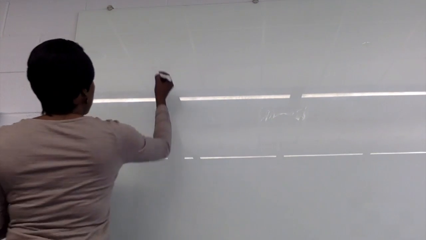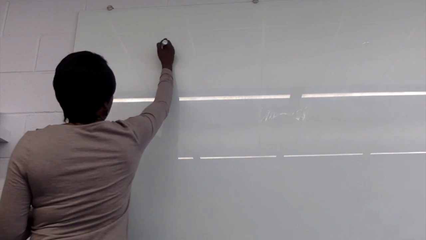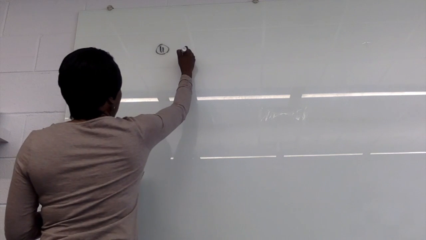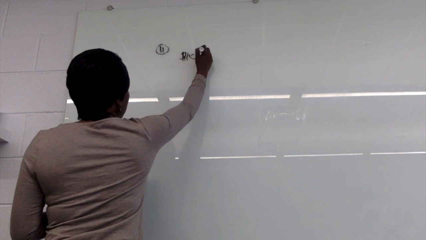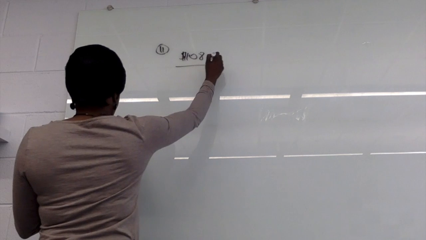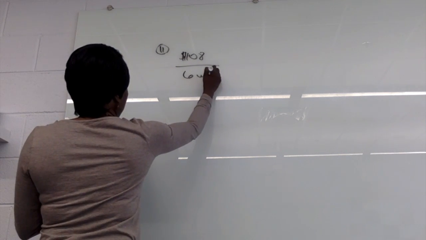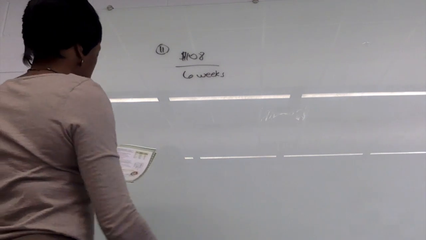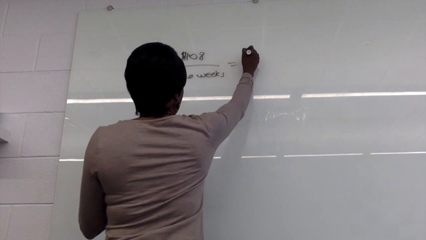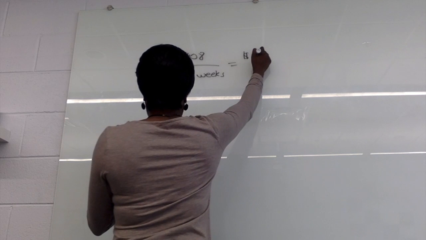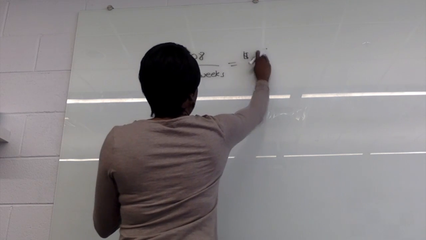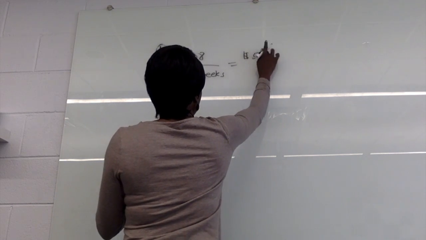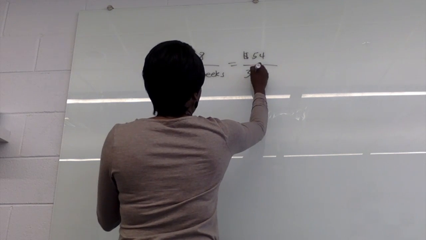Okay, for number 11, you have to find the error that was made in the problem here. It says that Julie wrote the rate $108 in 6 weeks. So she was trying to find the unit rate, and she wrote it as $54 in 3 weeks.